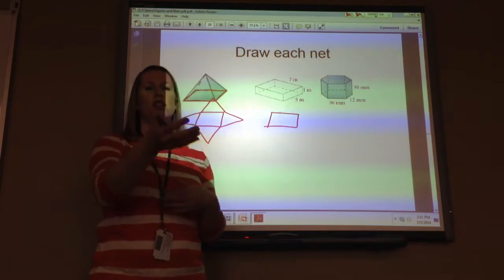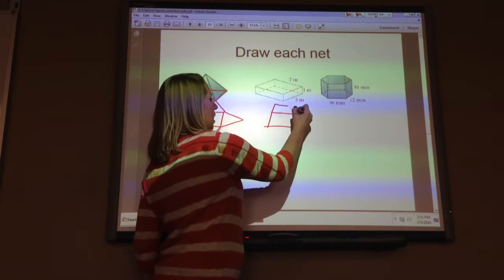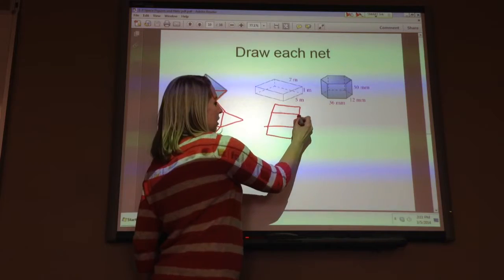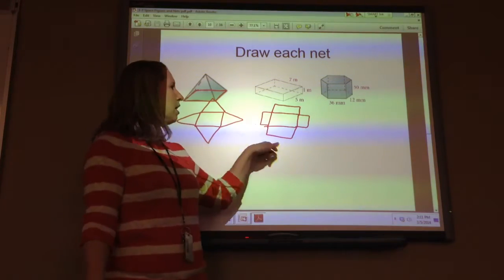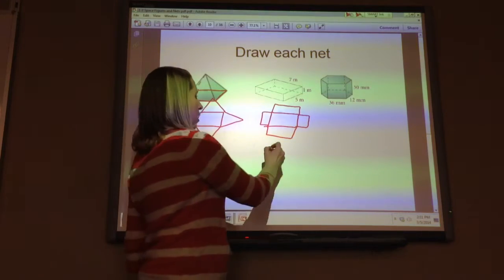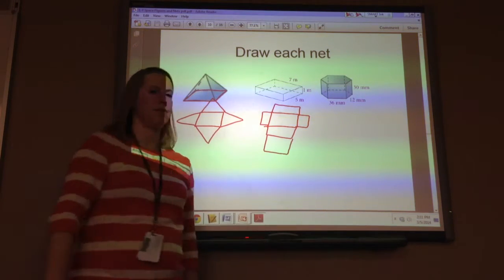Again, on this one, I would start at the bottom. Imagine unfolding each flap. So I've got this side, this side, this side, and this side. But don't forget about the top. You can add that onto any side. It doesn't matter. I'll just add it on right here.